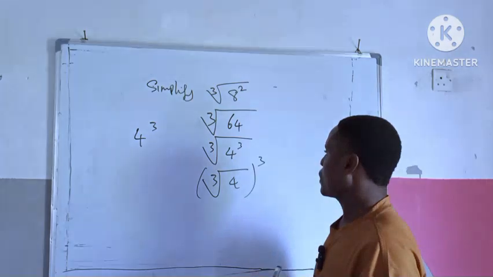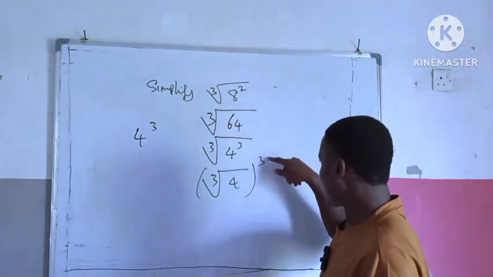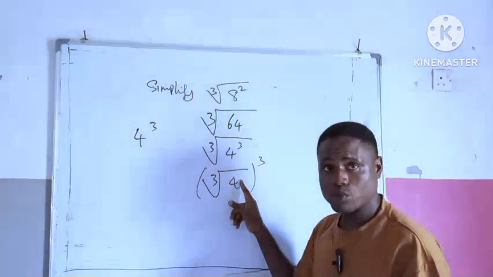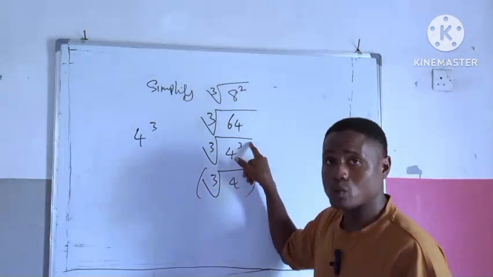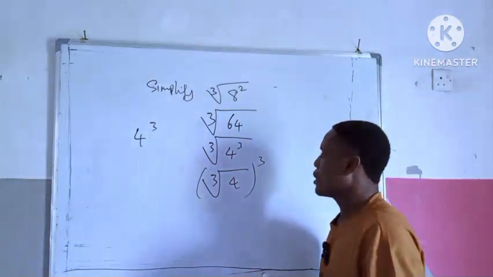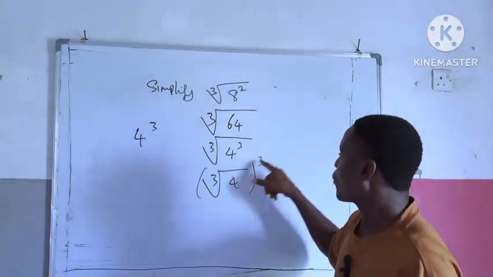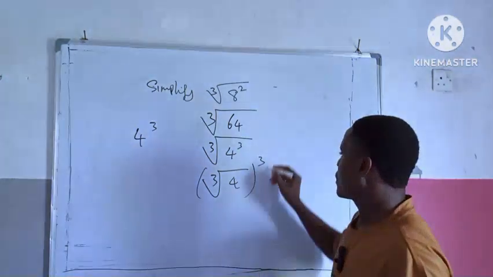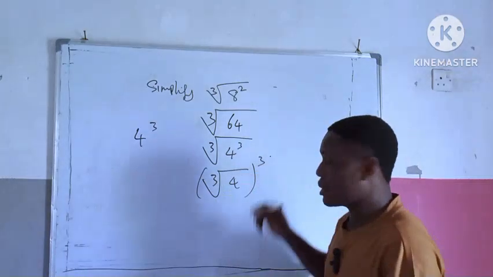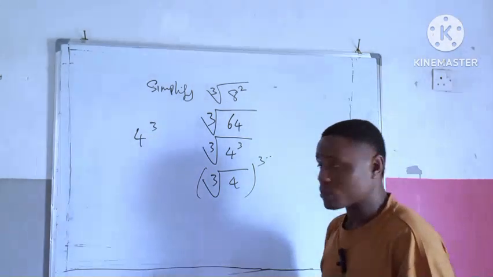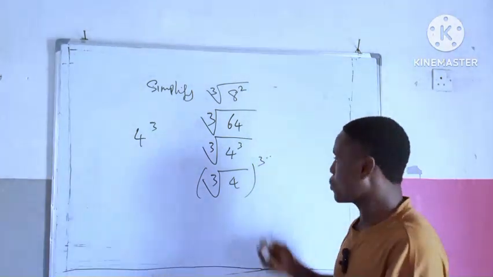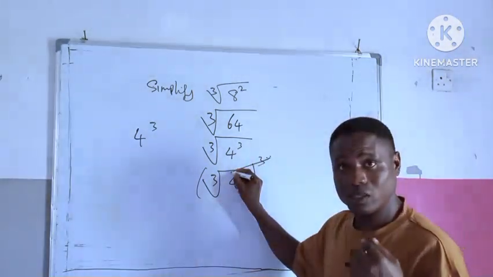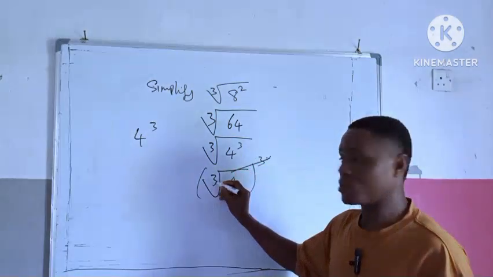It's still the same thing. If you open the bracket, this outer 3 is affecting this 4. So it's still the same thing as 4 raised to power 3. Are you getting it? Now we have cube root here and we have raised to power 3 here. Since we have 3 and 3 here, this one is cube root and this one is raised to power 3. So this one will cancel out this cube root since we have 3 here.